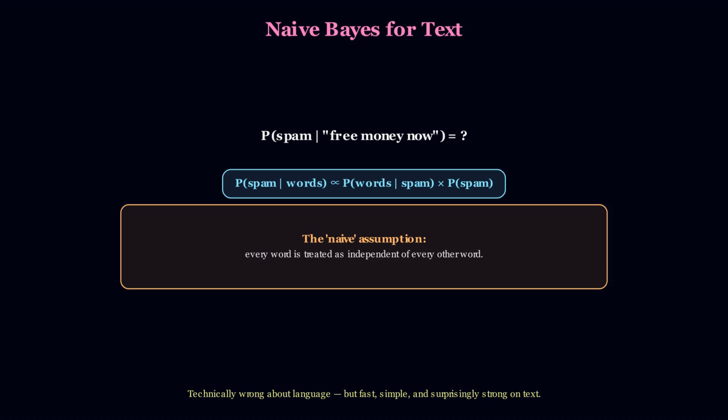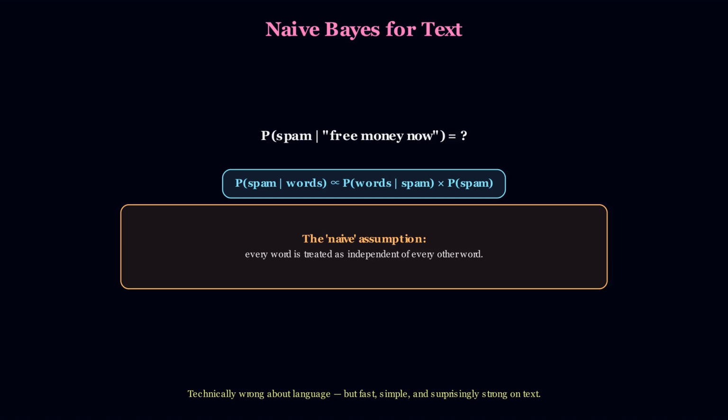That assumption is technically wrong. Words absolutely depend on each other. But naive Bayes still works remarkably well on text, and it trains almost instantly. Multinomial naive Bayes is the standard choice for word count and TF-IDF features.